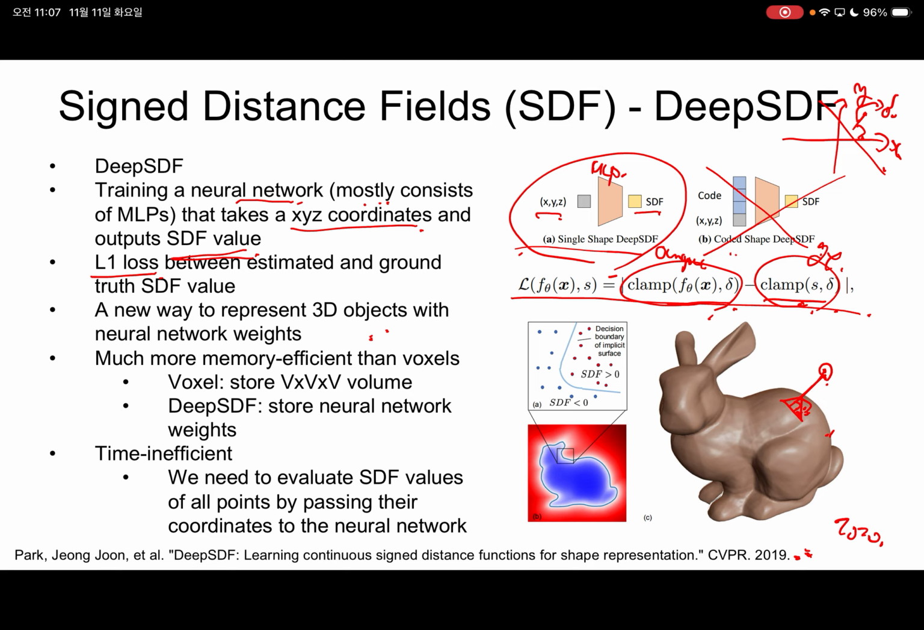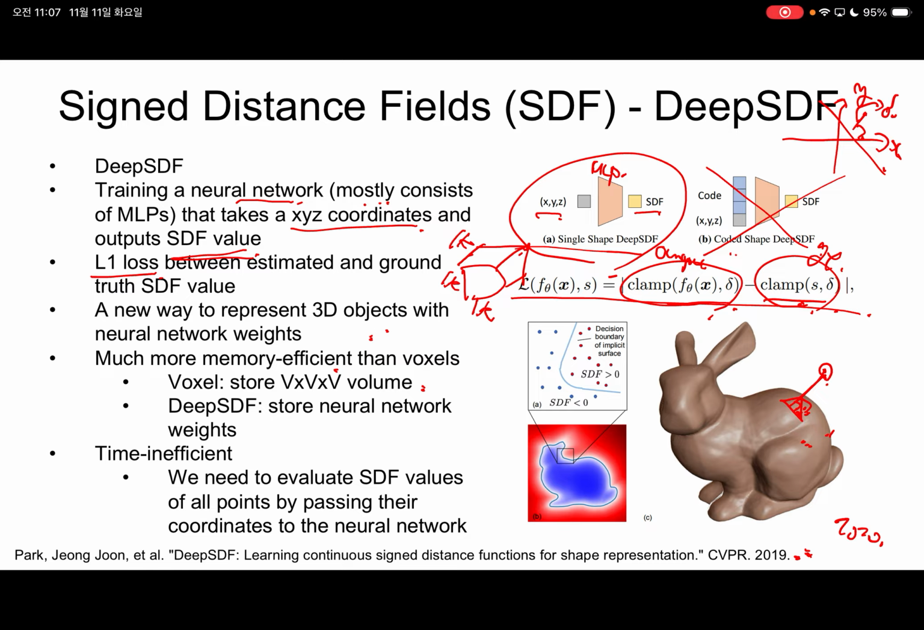As I said, it is much more memory efficient. Compared to mesh it may be comparable or a little bit heavier, but it is much more memory efficient than voxel. Because with voxel, as I said, if you are trying to save this bunny in a volume, then we need to store all these 1K voxels, whether each is empty or not. We need to save all these voxels.